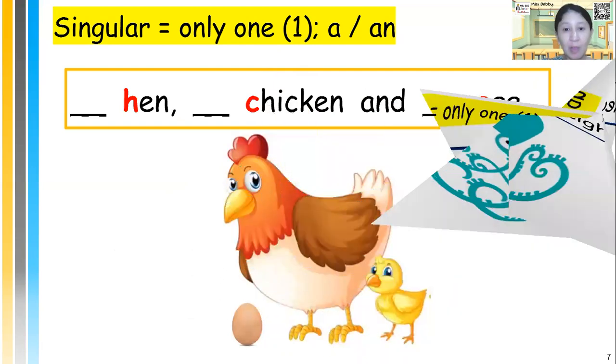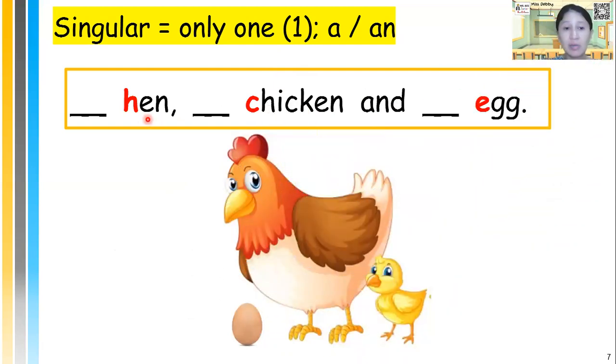Next. Wow, there are 3 nouns here. So we are going to have to decide, is it a or an? Hen. Hen is letter H, right? It's a consonant. That's right. So a hen, good job. And then this one, chicken. A chicken, good job, well done. And egg is E, letter E is a vowel, right? So an egg, good job, excellent.